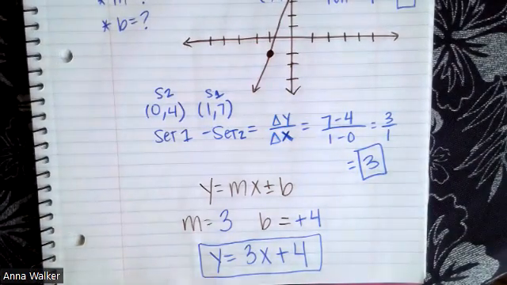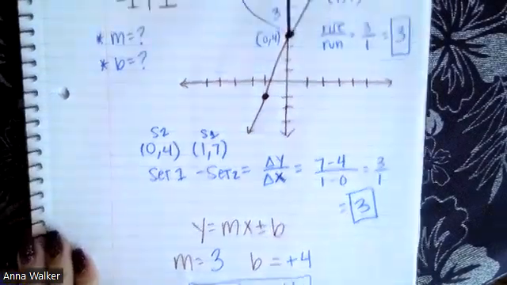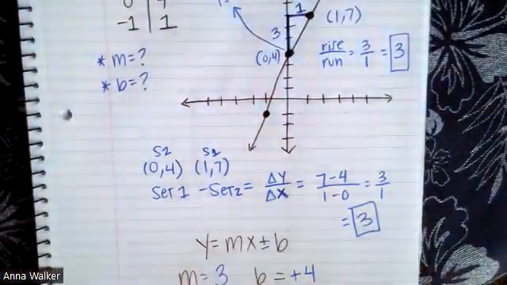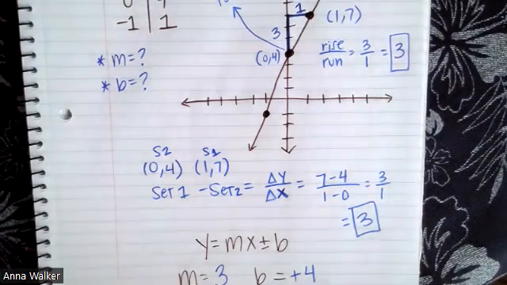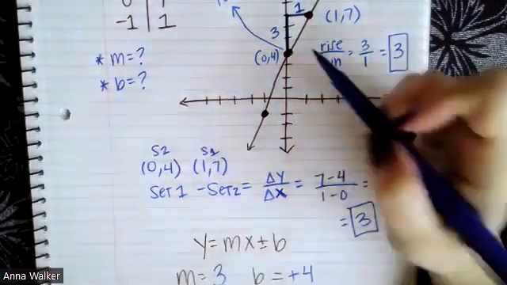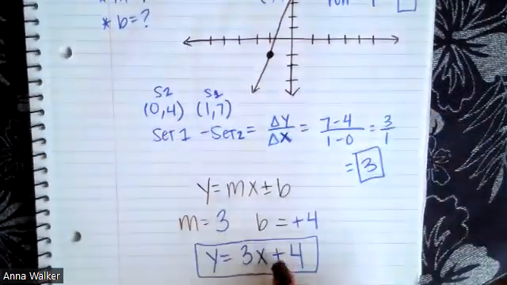Sometimes on the 7th grade STAR test, they give you a situation like this. So you really just have to determine these two things: what's the slope and what's the y-intercept? A lot of times if it's multiple choice, you can look at what the y-intercept is and what are the answer choices they give you.